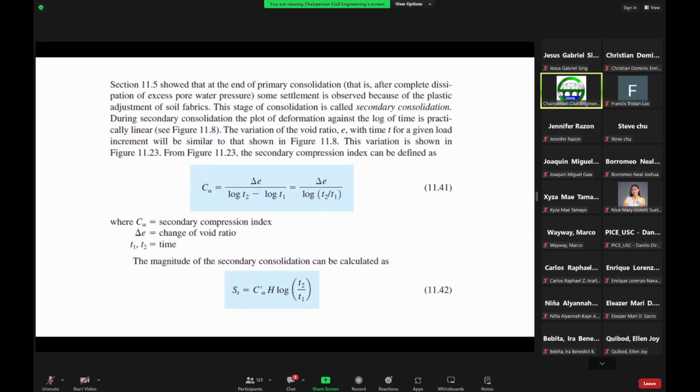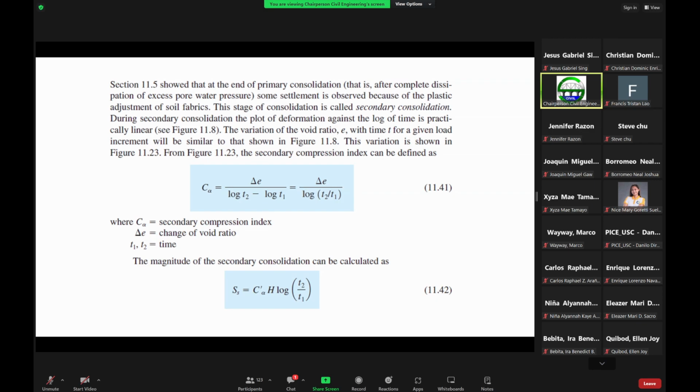Now, at the end of the primary consolidation, that is after complete dissipation of the excess pore water pressure, some settlement can still be observed, and that is because of the plastic adjustment of the soil fabrics. This stage of consolidation is called the secondary consolidation. During secondary consolidation, the plot of the deformation against the log of time would be practically linear. That's what we have seen earlier.